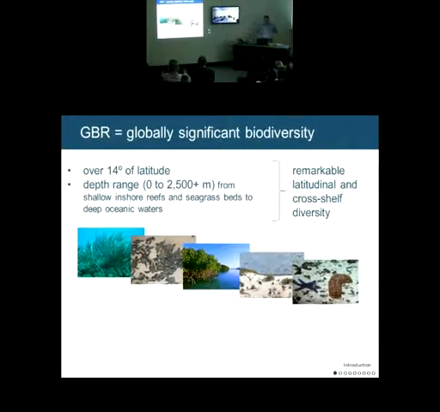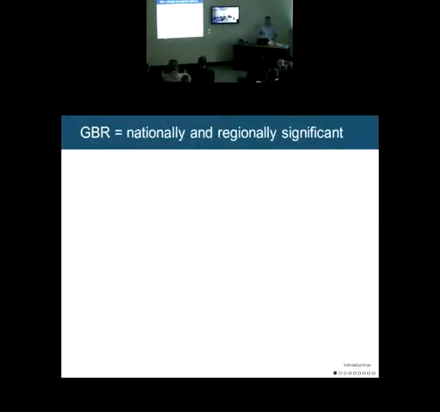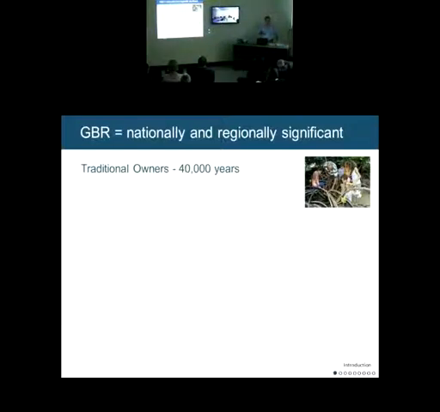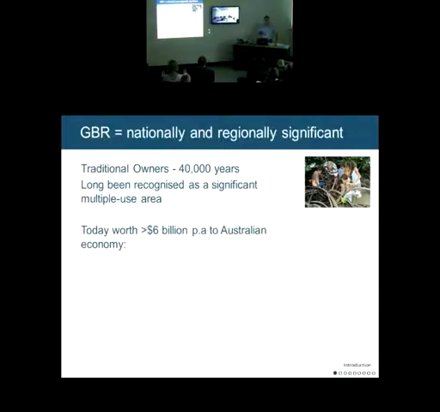So this international biodiversity is why it's been internationally recognised as a World Heritage Area, inscribed in 1981, really recognising both the biodiversity, the geomorphology and the amazing aesthetics of the area. But it's also nationally and regionally known. It's been obviously known to the Aboriginal traditional owners for over 40,000 years. It's been well recognised and long recognised as a multiple use area by European people. And today it's worth about $6 billion to the Australian economy every year.